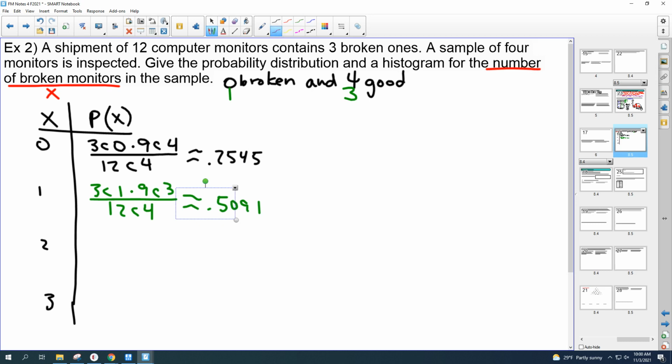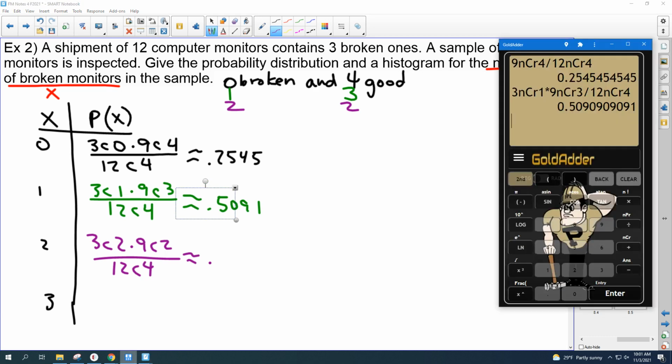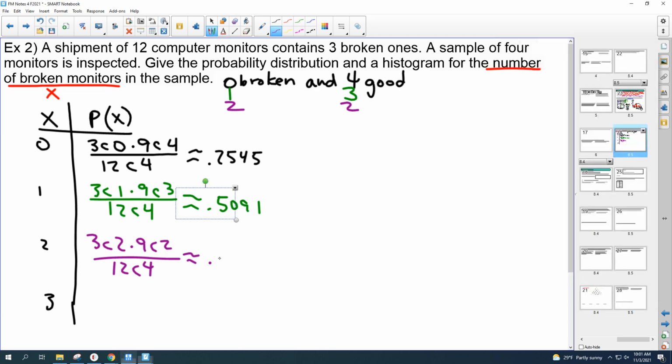Getting easier. Now we want 2 broken ones, so that must mean 2 good ones. 2 broken and 2 good. So 3 choose 2 for the broken, 9 choose 2 for the good ones, out of 12 choose 4. I'll let you type that in. I think you know what's going on. You're going to type it in just like we typed in the last one. It's going to come out to 0.2182 approximately.